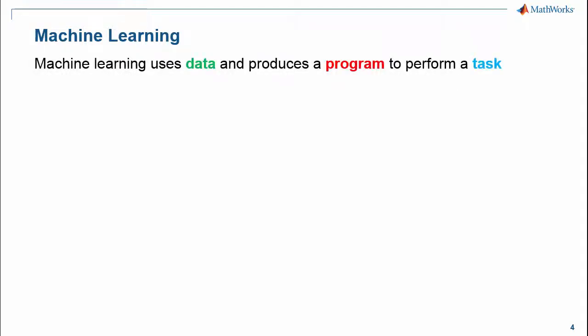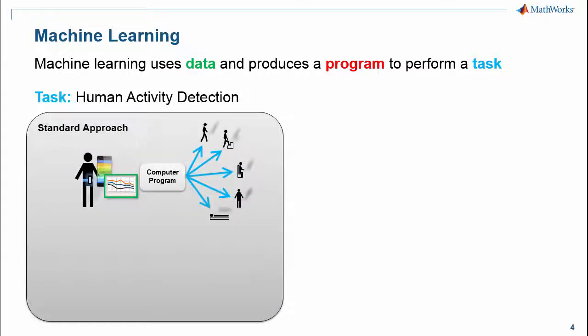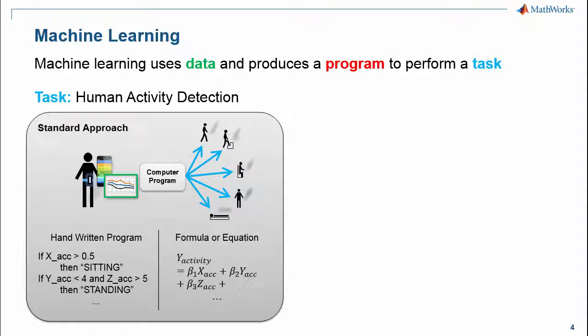We can define machine learning as a technique that uses data and produces a program to perform a task. Let me explain that in the context of an example. Consider a task that involves using sensor data from a mobile phone to detect a person's activity. For example, if the person is walking, sitting, standing, and so on. The standard approach to solving such a task is to either analyze the signal and write down a program with a set of well-designed rules, or you may know a priori a set of equations or a formula that uses the inputs and predicts the output.